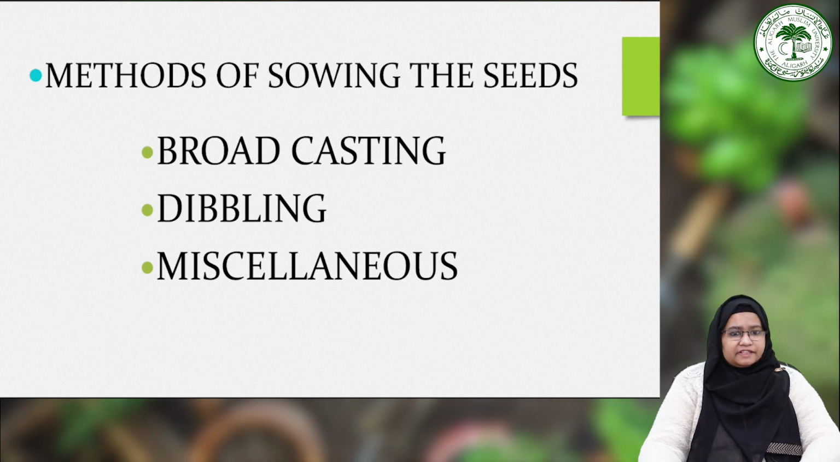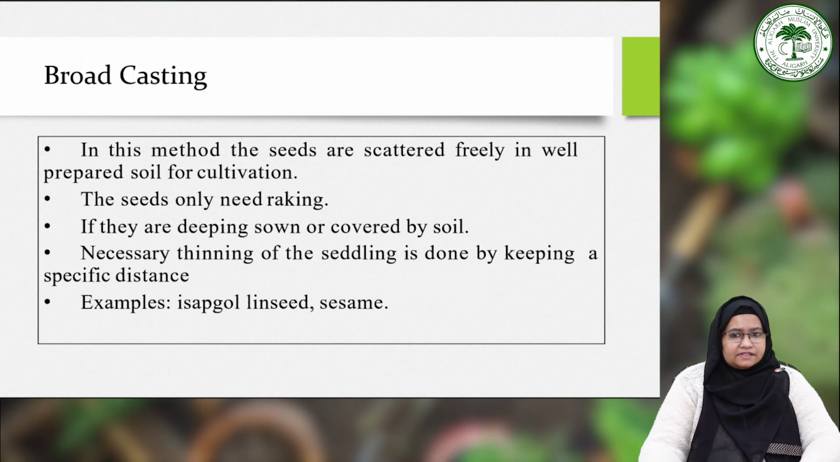There are several methods of sowing of seeds, which are broadcasting, dibbing and miscellaneous methods. First is broadcasting. In this method, the seeds are scattered freely in well-prepared soil for cultivation. The seeds only need raking if they are deeply sown or covered by soil. Nursery thinning of the seedlings is done by keeping a specific distance. Examples of this kind of sowing are isabgol, linseed and sesame seeds.